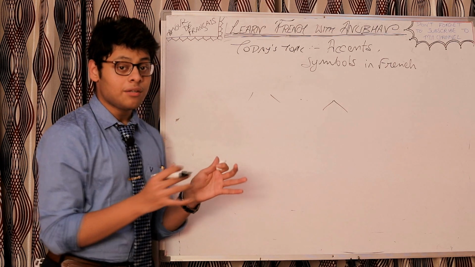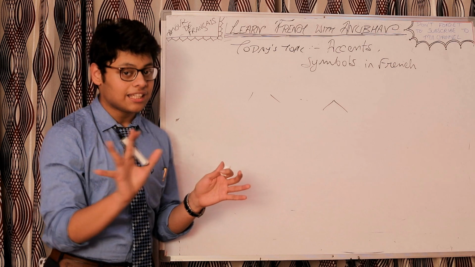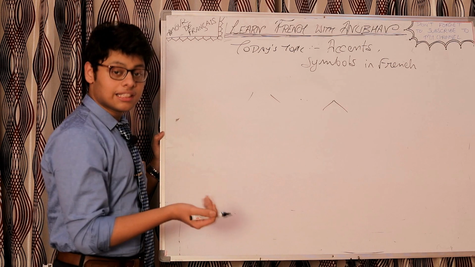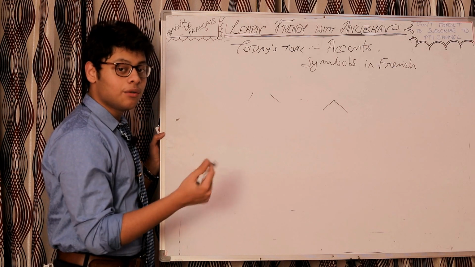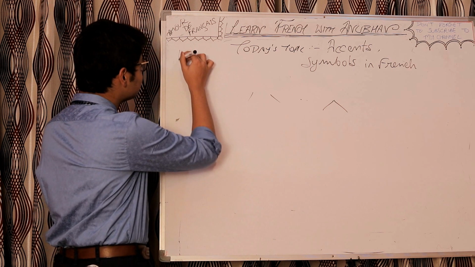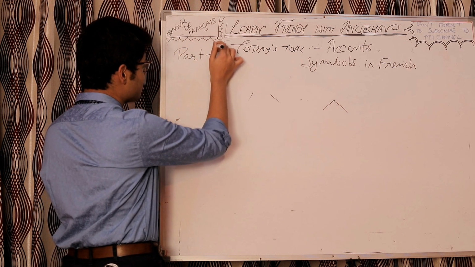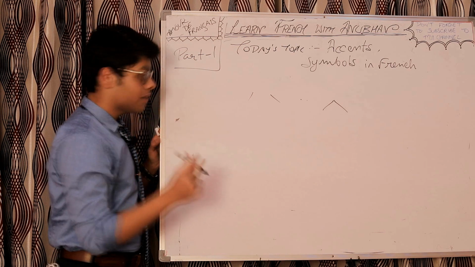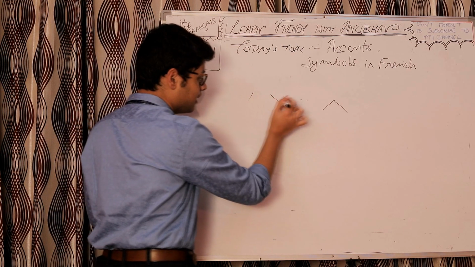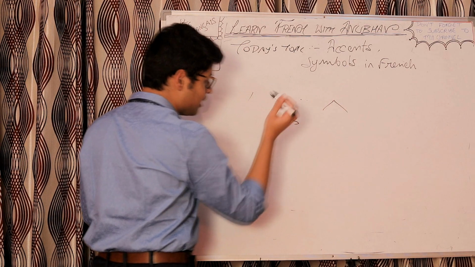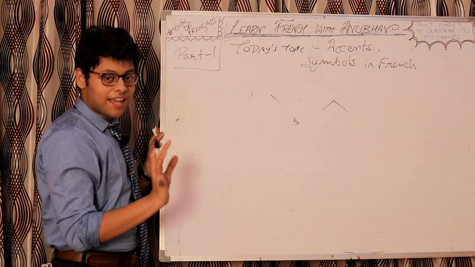So we have in totality 5 symbols like this. So 3 of them we will discuss in today's class and 2 in the next video. Hence, this is the part 1 in which I'll be discussing 3 of them. And there's one this, and there's one this also. So we have total 5.